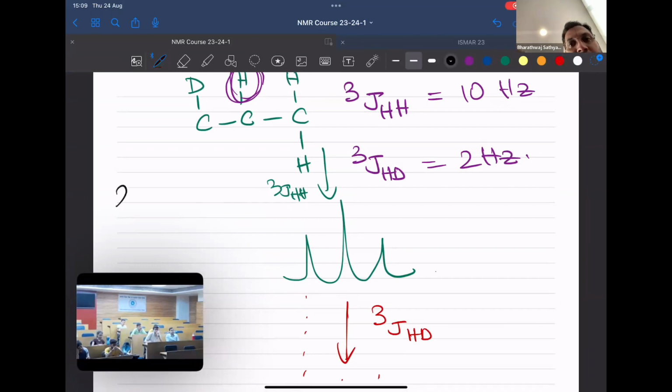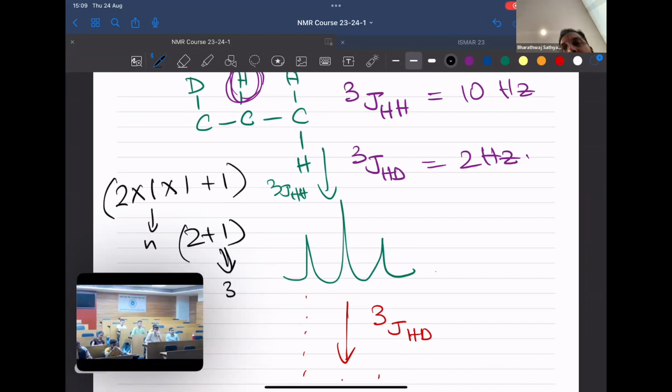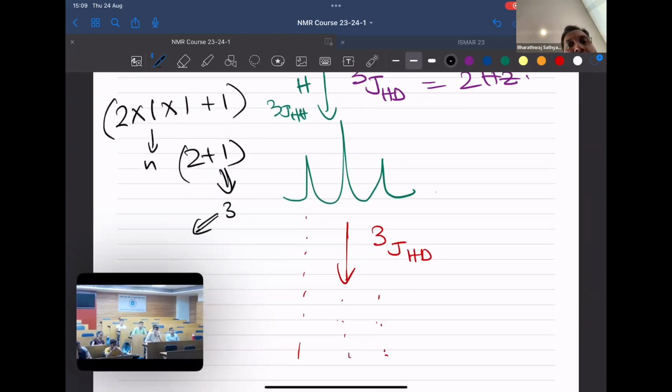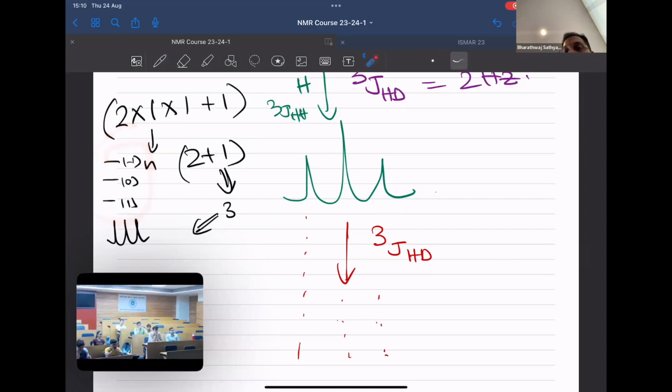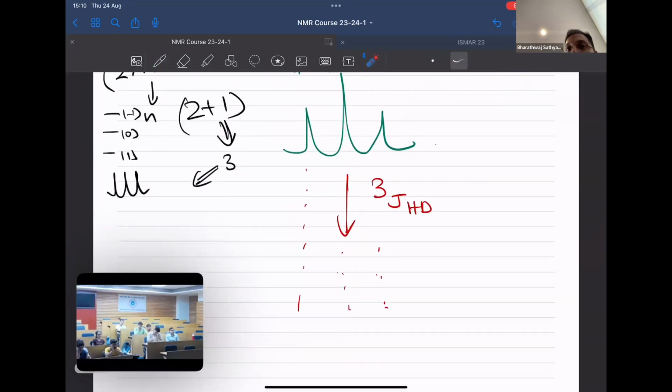Largely because 2nI plus 1, I for deuterium is 1. So you're going to get 2 plus 1, which is a triplet. Remember, this triplet is not going to be 1:2:1. It's going to be a 1:1:1. Why is it a 1:1:1? You have the 3 states that are present, 1, 0, and -1, which are almost equally populated, due to which you are going to get a 1:1:1 triplet for this kind of a case. Okay, so therefore, how will the spectrum look for this kind of a case?